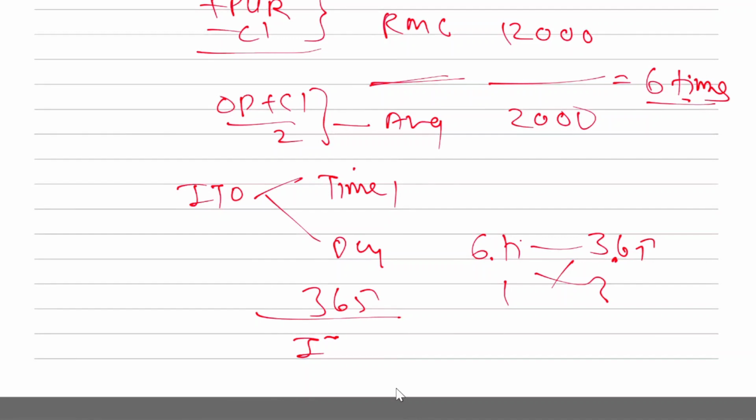We also call this the average period for which inventory is held. Because 365 upon 6, so on an average after 61 days your movement of goods happens. Clear? Now let's revise the formula. Formula is RMC upon average stock. Then if you want days, it is 365 divided by the inventory turnover ratio which you got in times.